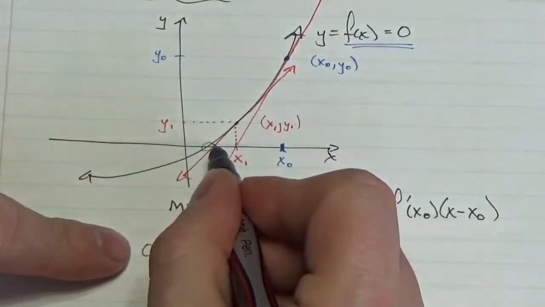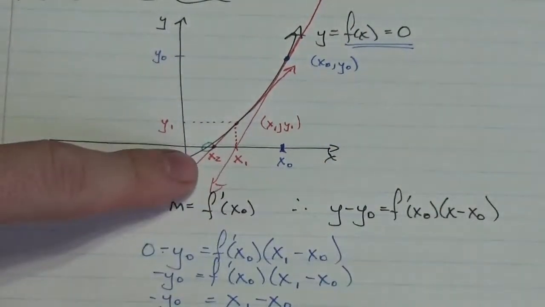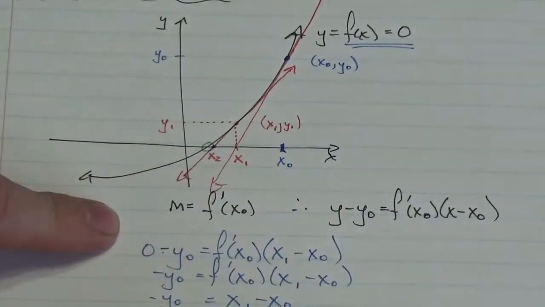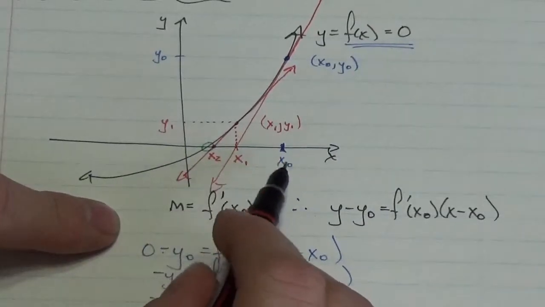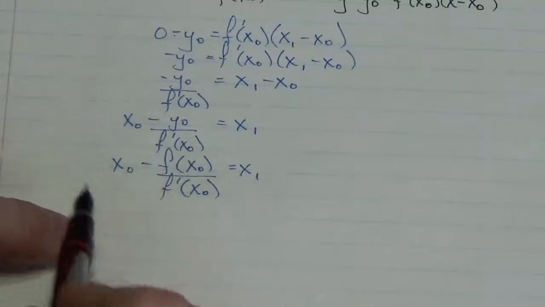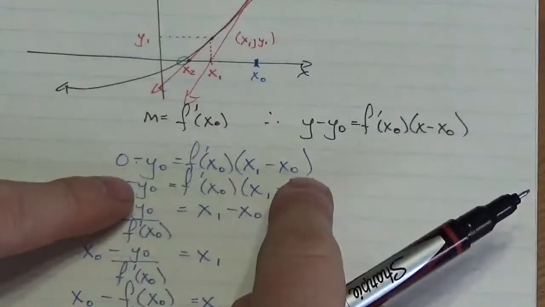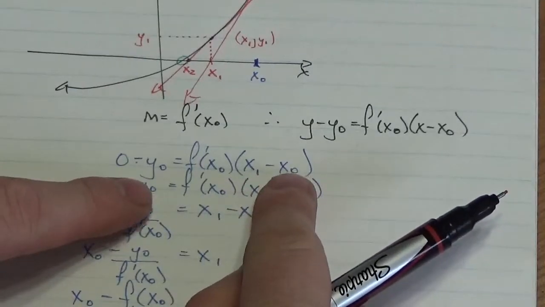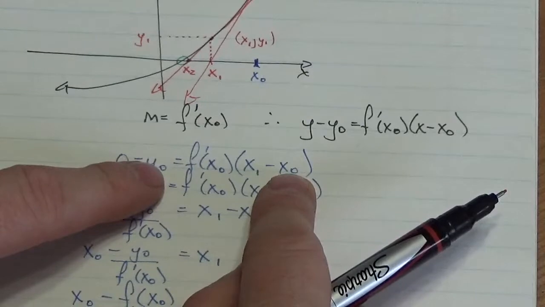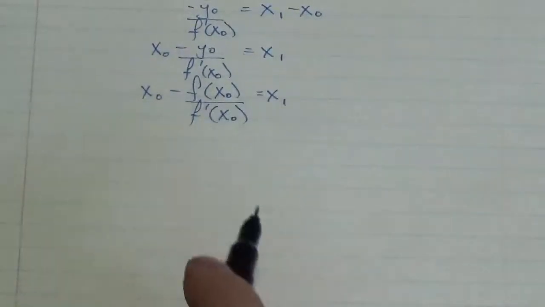Whoa, look at that. I'm hitting the x-axis right there. This is my new x2. And x2 is a lot closer to my actual root than x1 was, or even x0 was. Now, look at the pattern here. If I start this now with x1 in place of x0, and y1 in place of y0, and do this whole thing to find x2, I'm going to get the exact same pattern here.